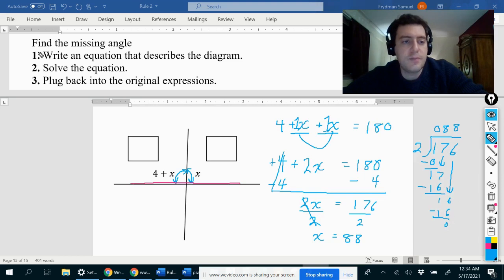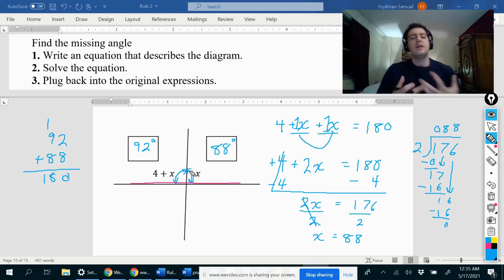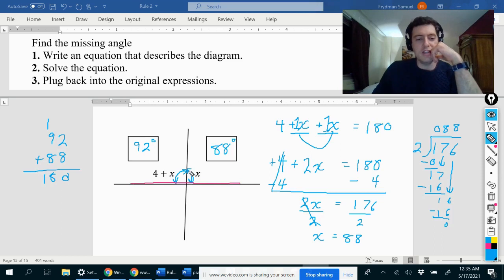So we just did step 1 and step 2. Now we're up to step 3. Plug this 88 back into here. Okay, that's not going to be too tough. This expression is just x. So this angle is 88 degrees. This expression is 4 plus x. So 4 plus 88 is 92. So this angle is 92 degrees. 92 plus 88 is, in fact, 180. So these two angles put together are equal to 180 degrees.